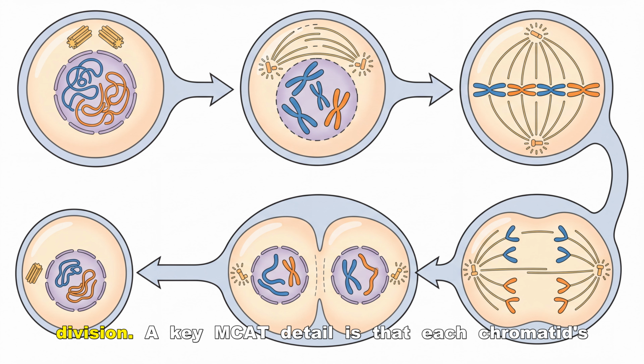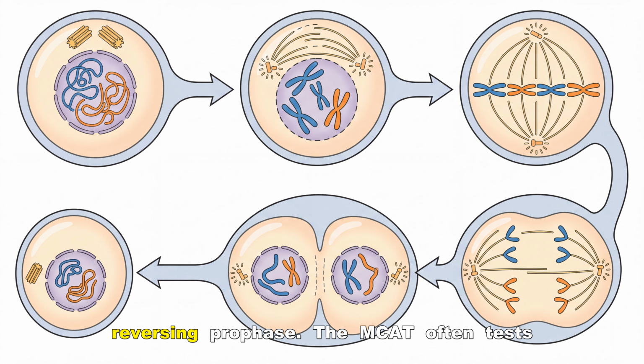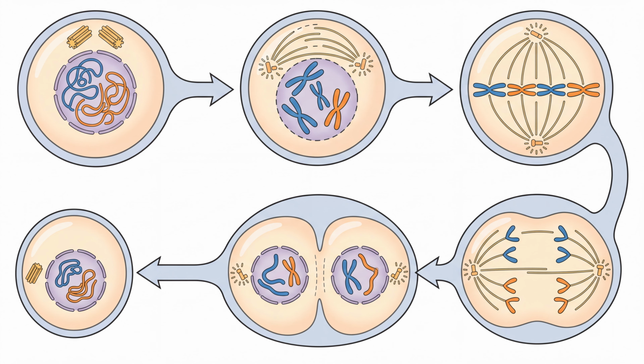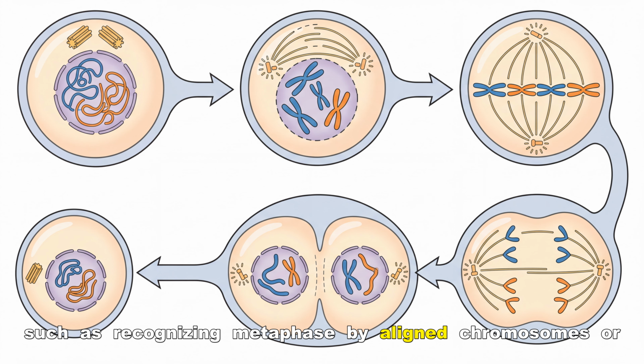In anaphase, the centromeres split and sister chromatids are pulled apart toward opposite poles, becoming individual chromosomes. This is where the actual separation of genetic material occurs. Telophase follows, where chromosomes decondense back into chromatin and new nuclear envelopes form around each set of chromosomes, essentially reversing prophase.